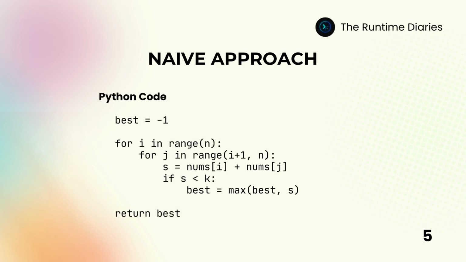Here's exactly what brute force looks like. You initialize best to -1. Using a double loop, for each pair of indices i and j, you compute the sum. If the sum is less than k, you update best to be the maximum of the current best and the new sum. After checking all pairs, you return best. Simple, clear, but expensive. Every pair is scanned, even when it's obvious the sum will be too big.